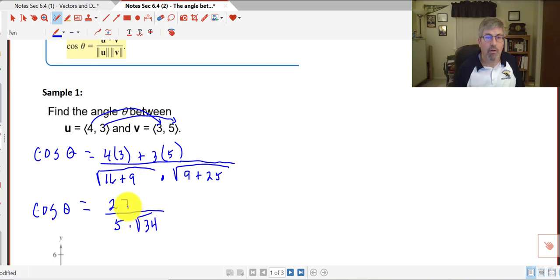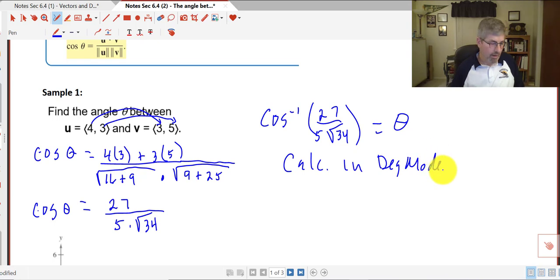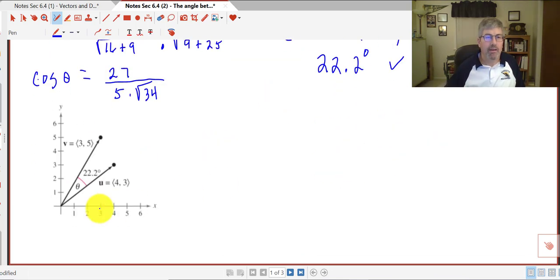So I've got the ratio, but I need the angle. Going to my calculator, I take the arc cosine of 27 over 5 times the square root of 34, and that's going to equal theta. If I'm in degree mode, I get my answer in degrees. I'm not going to show that in the video, but I get 22.2 degrees. If it asks for radians, have your calculator in radian mode, and it'll give you that answer in radians. And there we've got a diagram of that particular angle.